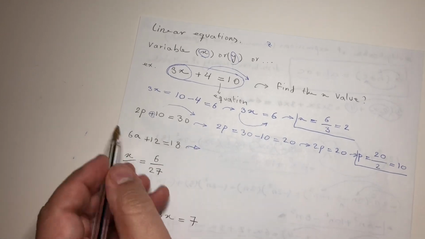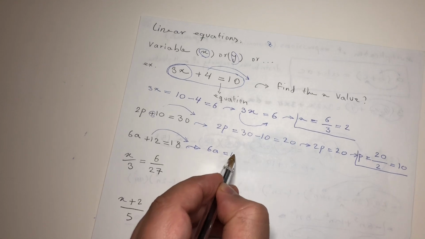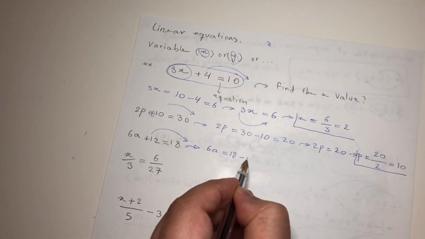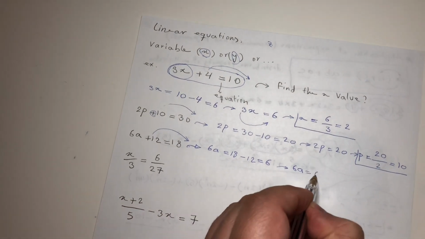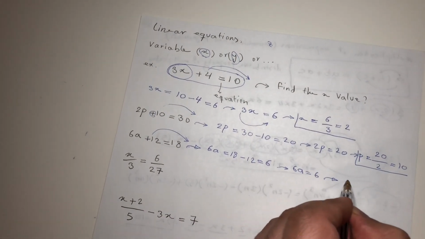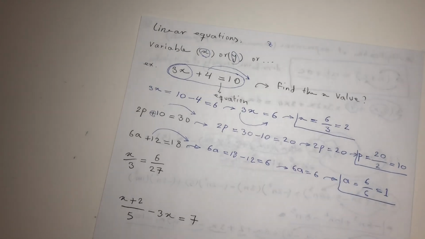Another example. Again, I take it to the other side. 6a equals 18 minus 12, or 6. 6a is 6. I'm pretty sure you all know that a is 6 over 6, or 1.